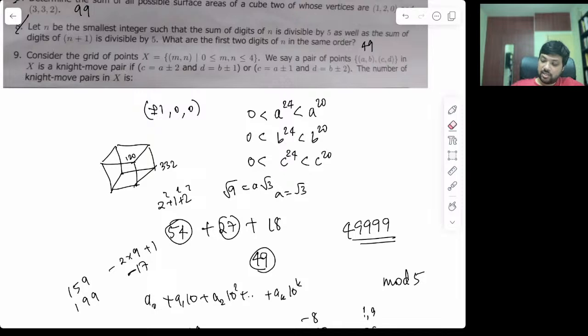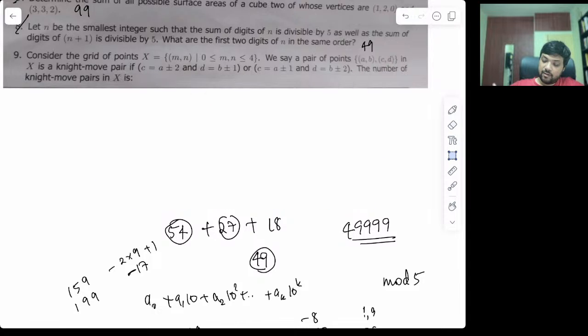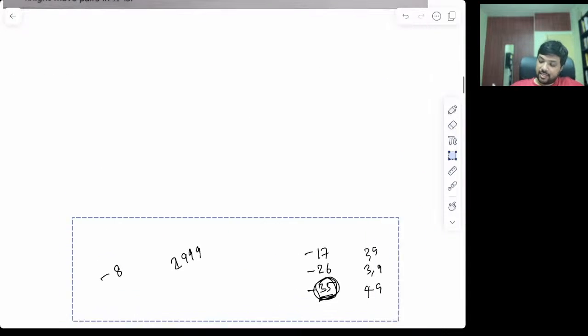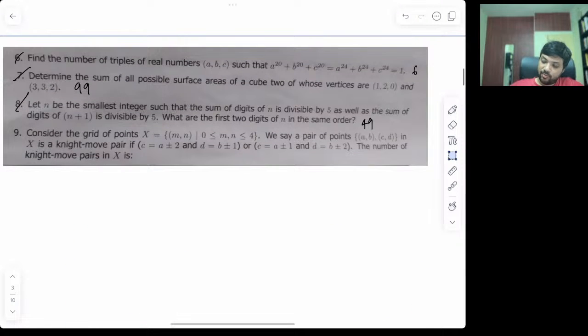So let's just see. Let's erase this. Okay, so did you guys get the knight move pairs? Let's see what it is. So supposing you have like 0 0, 0 1, 0 2, 0 3, 0 4, 0 1, 0 2, 0 3, 0 4. Okay, so you have something like this. Basically it's a small chessboard, 4 cross 4 or something they are thinking, I think.